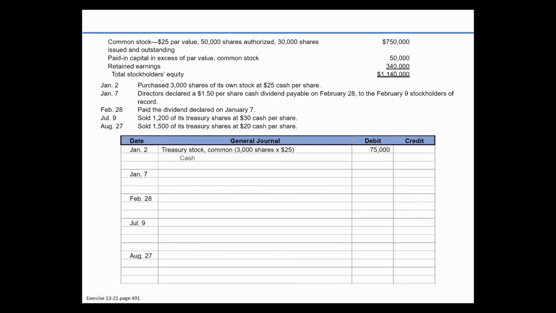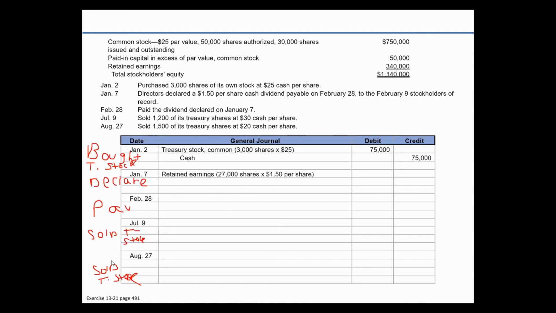Then we would credit cash 75,000. And then on January the 7th, the directors declared a $1.50 per share cash dividend payable on February the 28th for the February the 9th stockholders of record. So we see here that first of all, we have to declare the dividend and then we have to pay the dividend. So again, the directors decided to pay a cash dividend.